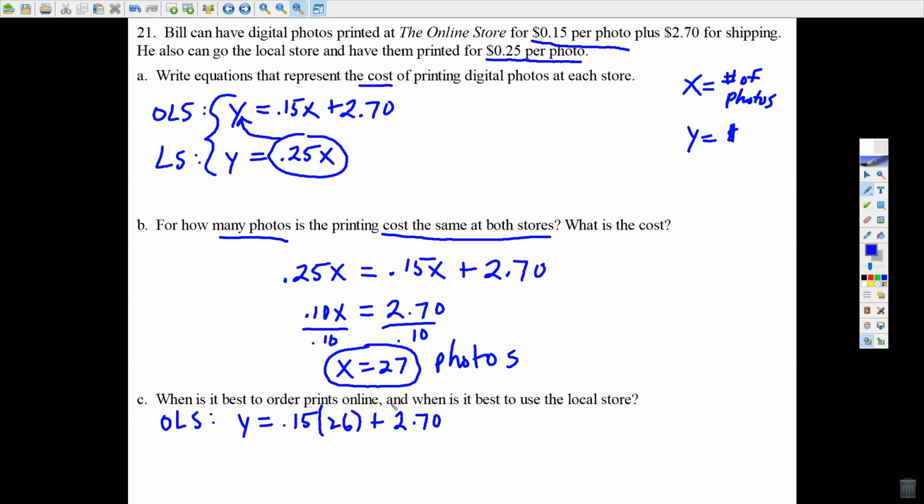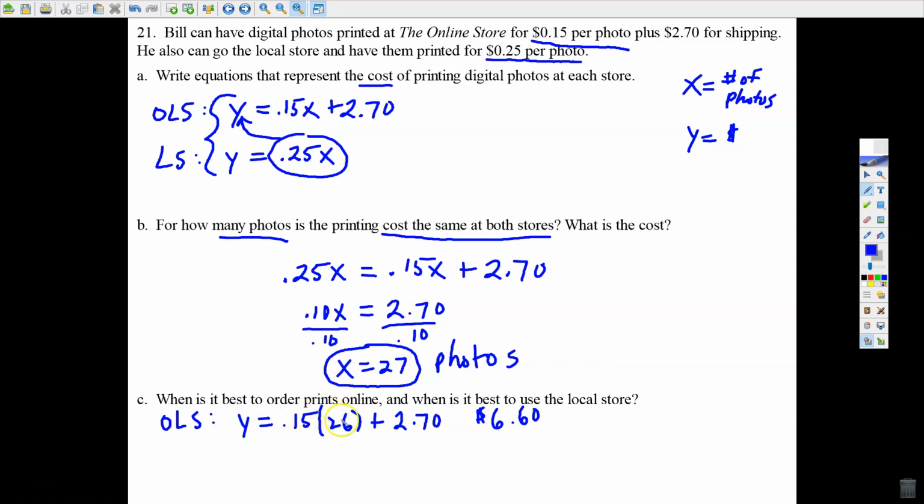So let's go to our calculator, and let's see how much we would pay for 26 pictures. So I'm going to do 0.15 times 26, and then add the $2.70 for shipping. So they're going to charge me $6.60 for 26, which is one less.